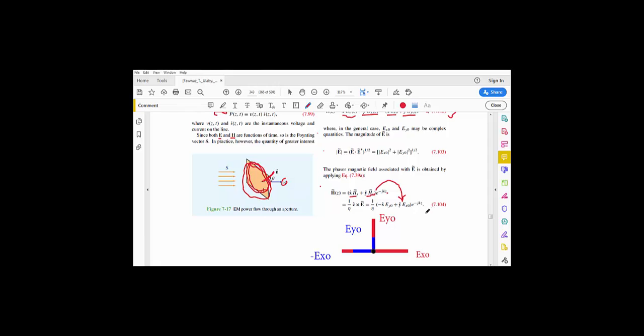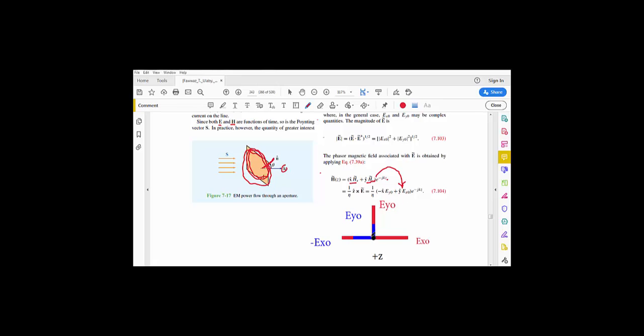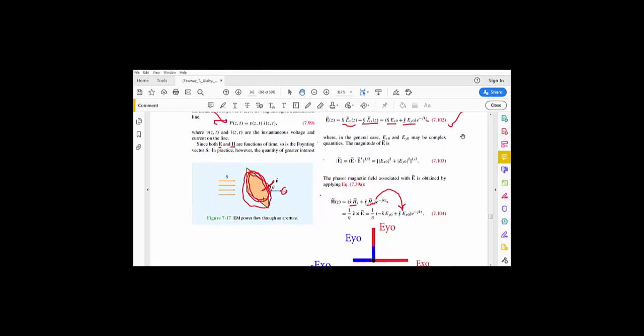According to this, now it looks like we have a plane wave with electric field components in the X and Y directions. This is both the electric field component in positive X and the electric field component in positive Y, this is in red.